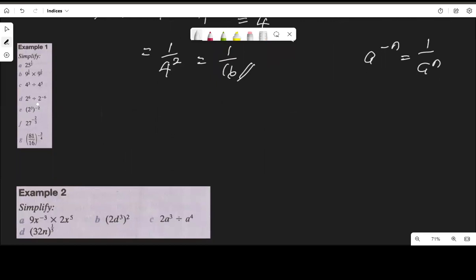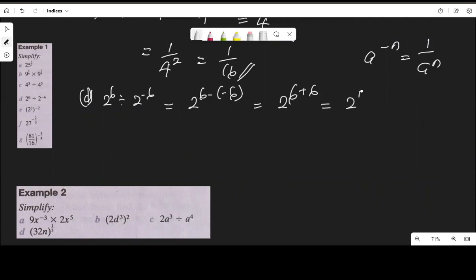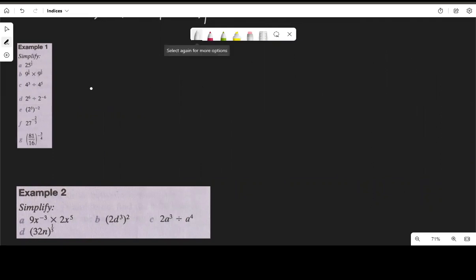And for question D, I have 2 to the power of 6 divided by 2 to the power of negative 6. That will be 2 to the power of 6 minus negative 6, which is 2 to the power of 6 plus 6, since minus times minus is plus, which is 2 to the power of 12. And question E, we have 2 to the power of 3, to the power of negative 2.